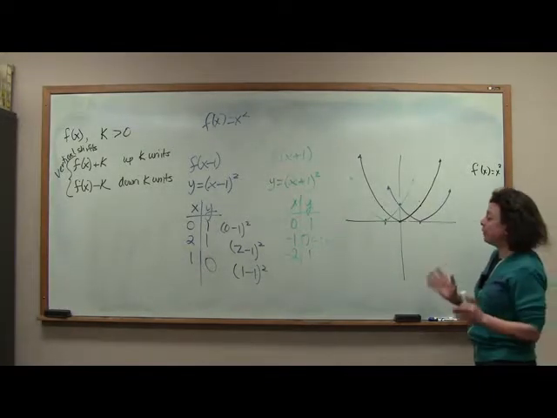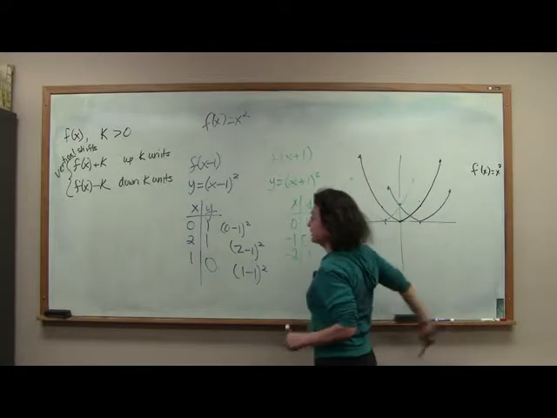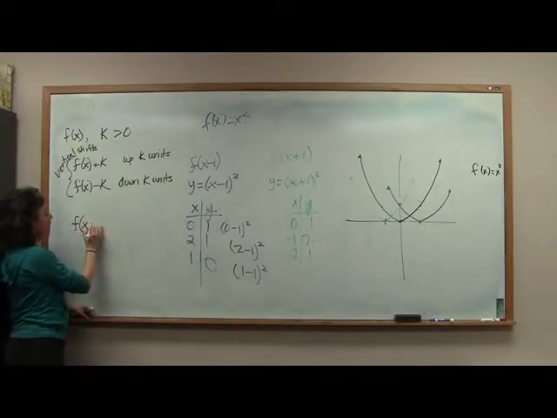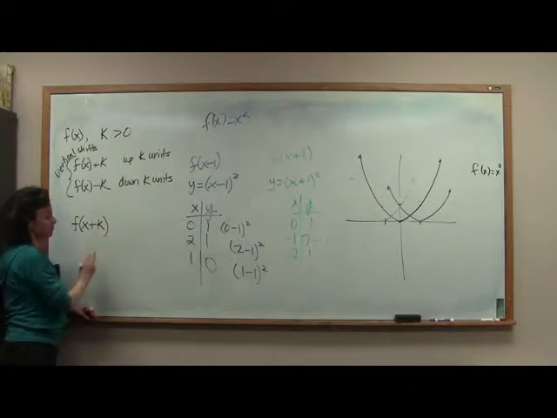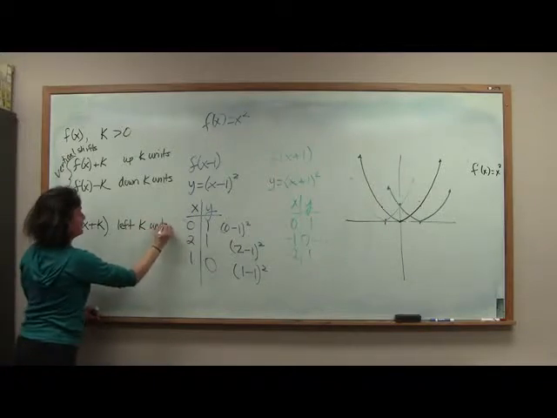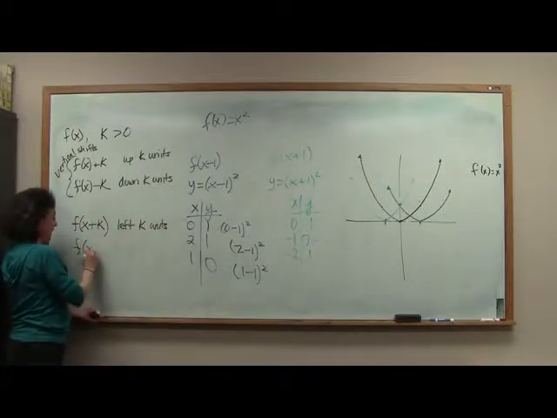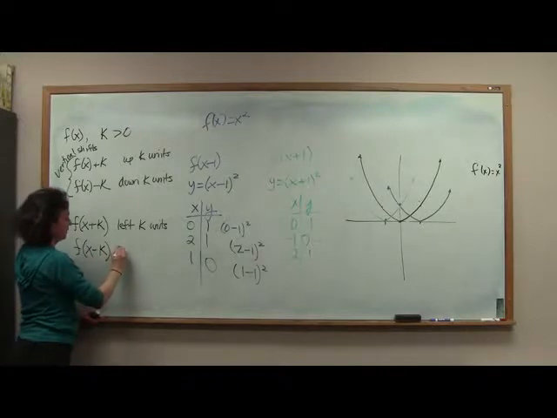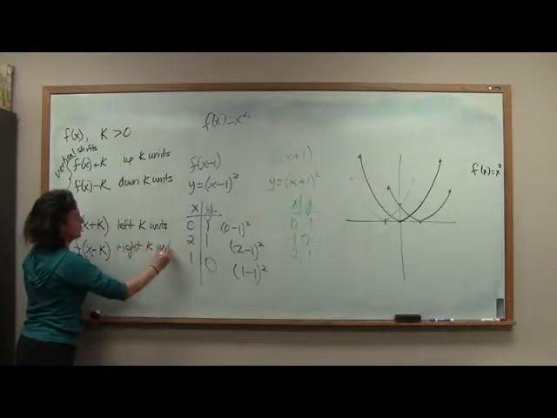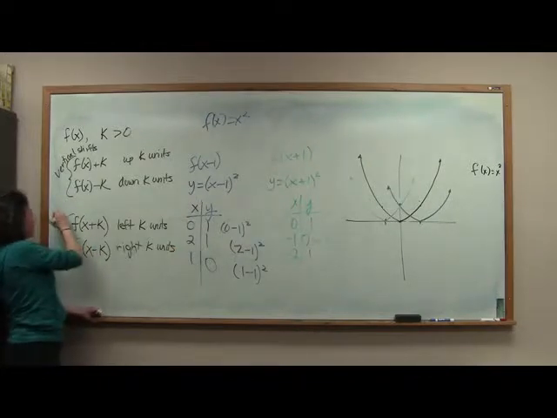Okay? Now, I want to make a quick comment after I summarize this. So if you have f of x plus k, what you do is you go left k units. And f of x minus k, you shift it right k units. And these are called our horizontal shifts.